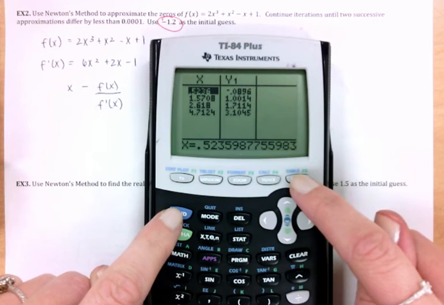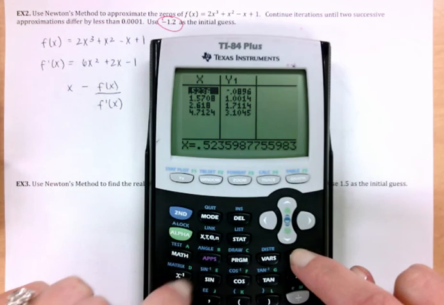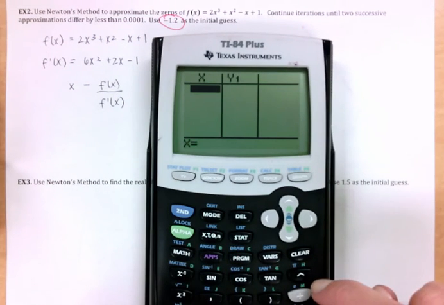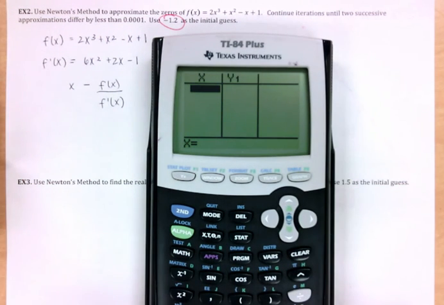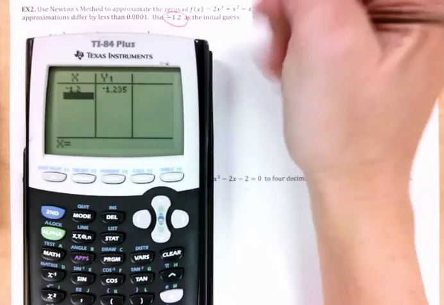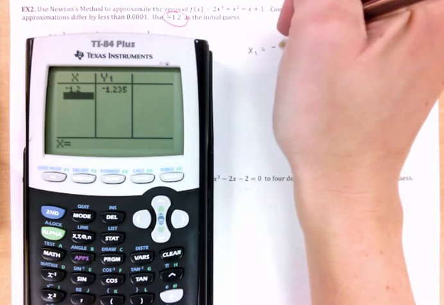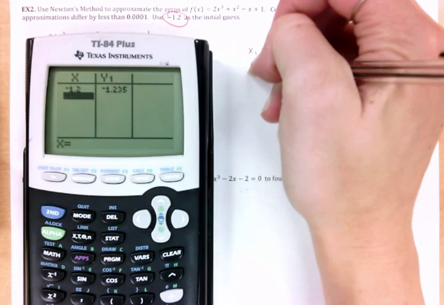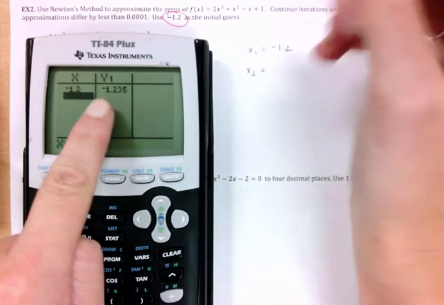You might have stuff in there from before. If that bugs you, you can just delete it by pushing your delete. So I know I want to start at negative 1.2. So let's say negative 1.2. Start there. Fantastic. So now all I need to do is just keep track of what I'm doing. I have my initial guess is negative 1.2. What did I get? I got that my second is negative 1.235.